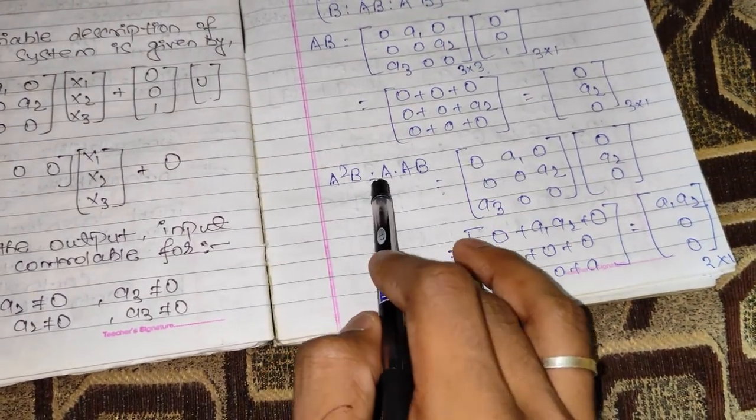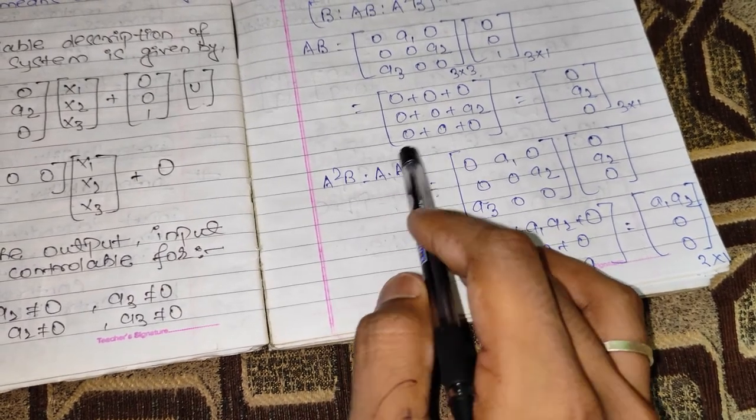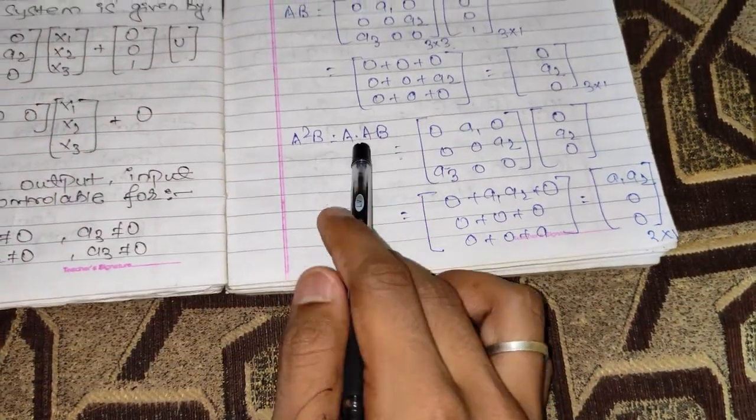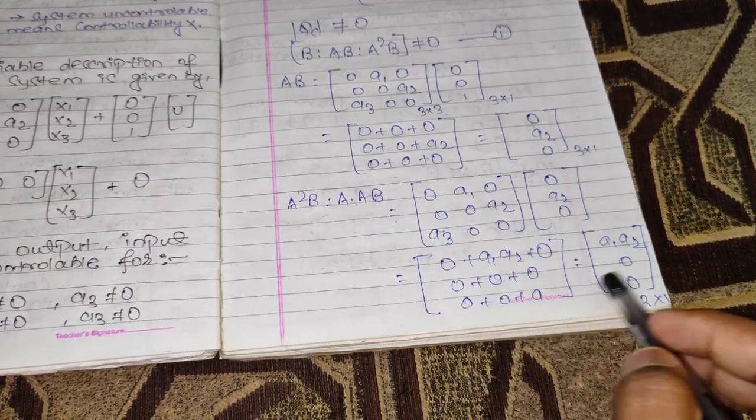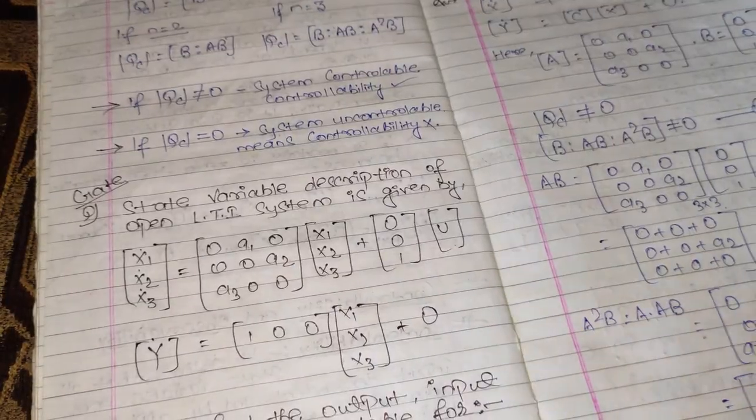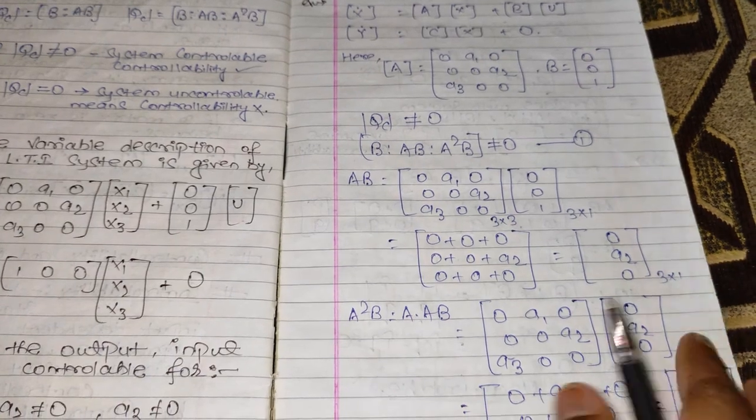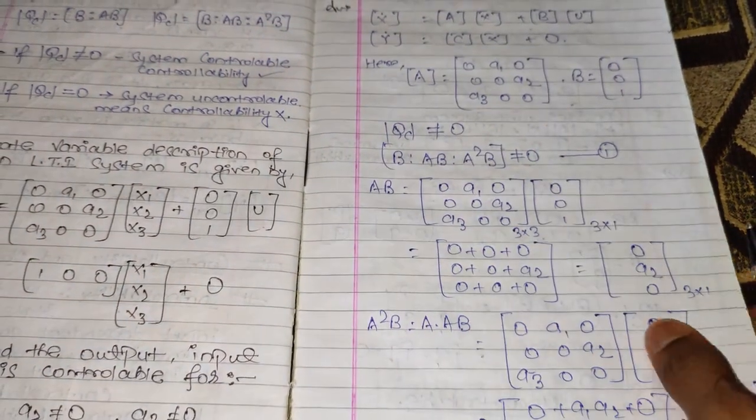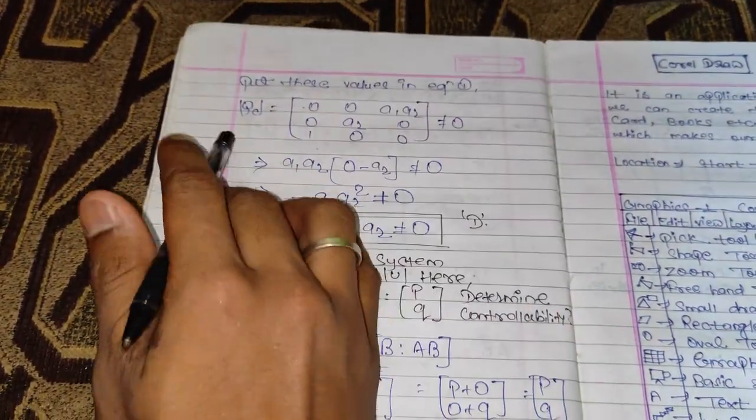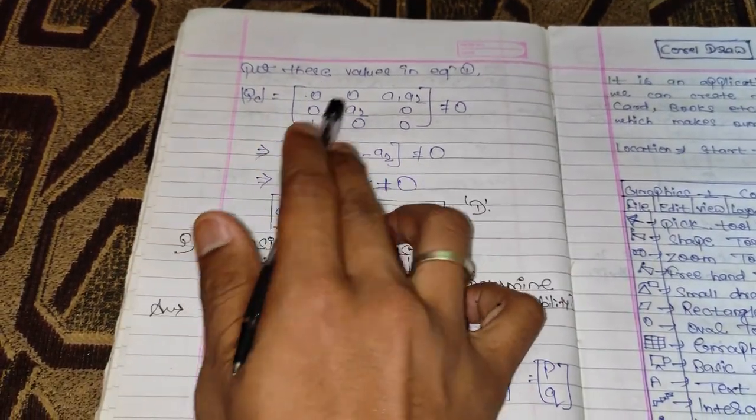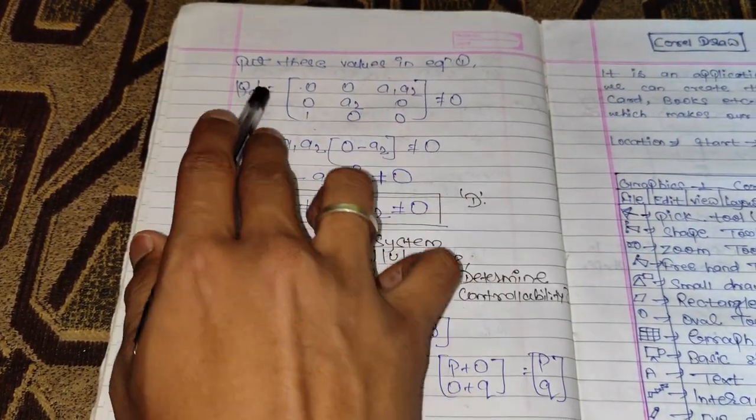Similarly, we will find A square B. We can write A square B as A into AB. AB we already know, A we have. So we put this value in this, and by the same process we get this matrix. Now we have B, AB and A square B. Now we will put these values in equation 1. After putting these values, QC becomes, this is B, this is AB, this is A square B. Now we'll find the determinant of this.